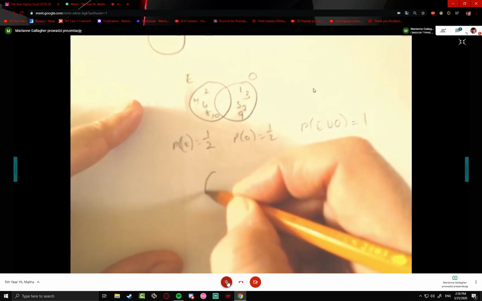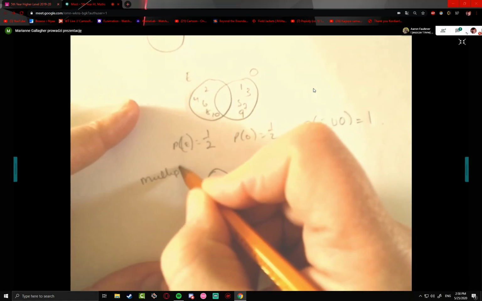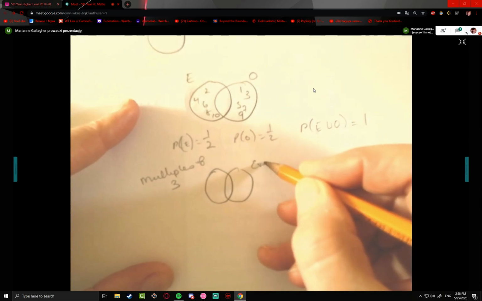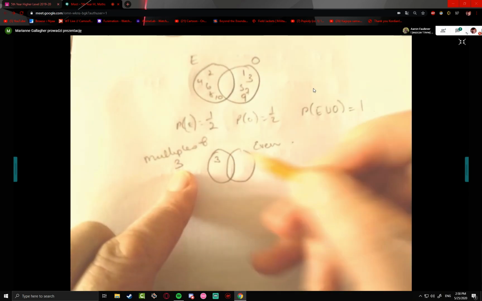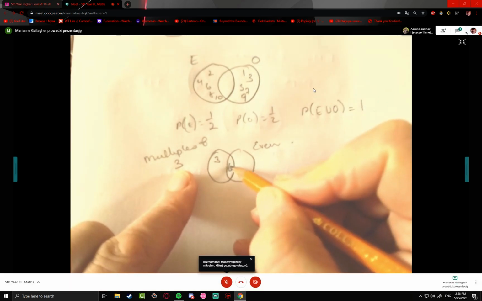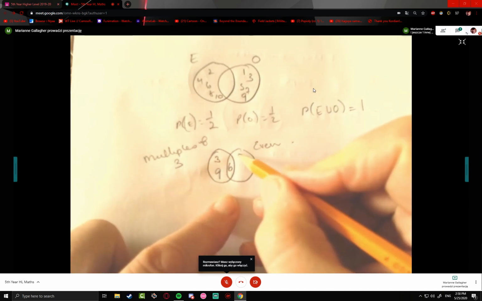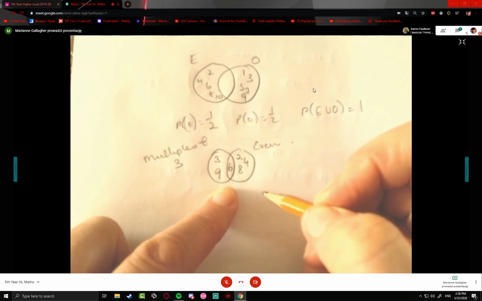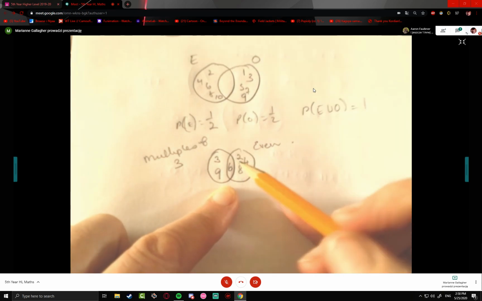Now, say you did multiples of 3 and then you did even numbers. The first multiple of 3 is 3. The next is 6, so that goes in here, and the next is 9. Even numbers would be 2, 4, 6 is there already, and 8. That makes sense?